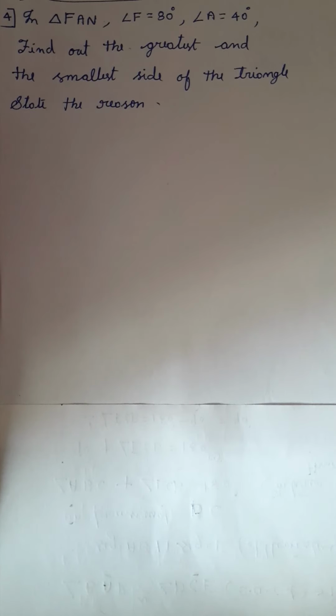Practice set 3.4 question number 4. In triangle FAN, angle F is equal to 80 degrees, angle A is equal to 40 degrees. Find out the greatest and the smallest side of the triangle and state the reason.